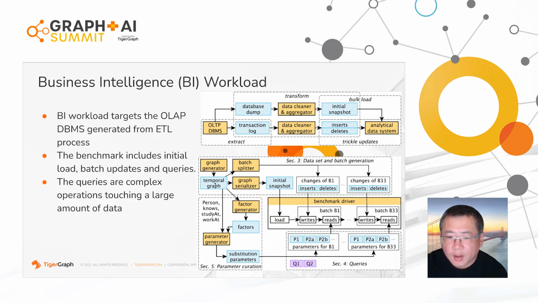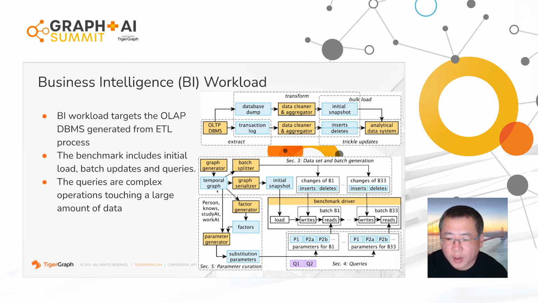Also, the temporal graph feeds into the graph serializer. This graph serializer generates the initial snapshot of your graph database so that you can load it into your graph database in bulk and have an initial state to start. The initial graph snapshot is loaded into the graph database by the benchmark driver using the load commands. Subsequently, the benchmark driver allows the auditing to invoke batch update 1 up to batch update 33 in sequence.